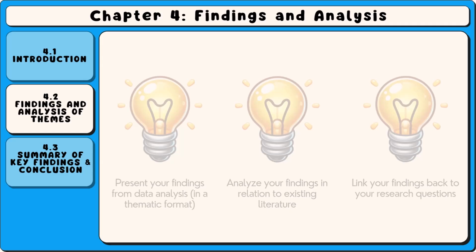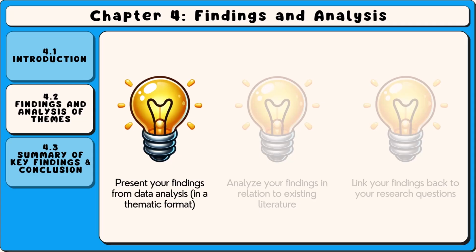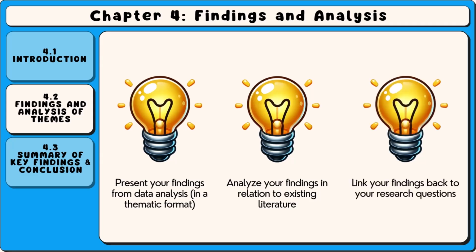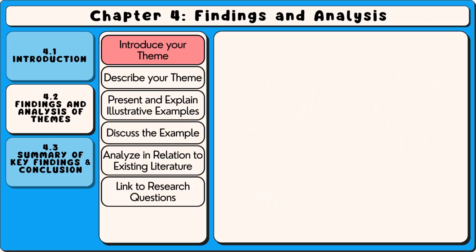This will be a long section that outlines all of the key themes and analyzes them. It will present the data from the data analysis in a thematic format, analyze the findings in relation to the existing literature, and link the findings back to the research questions. For this section, there are 6 steps. First, introduce your theme. Second, describe your theme. Third, present and explain illustrative examples. Fourth, explain the examples. Fifth, analyze the theme in relation to existing literature. And sixth, link the theme to the study's research questions.